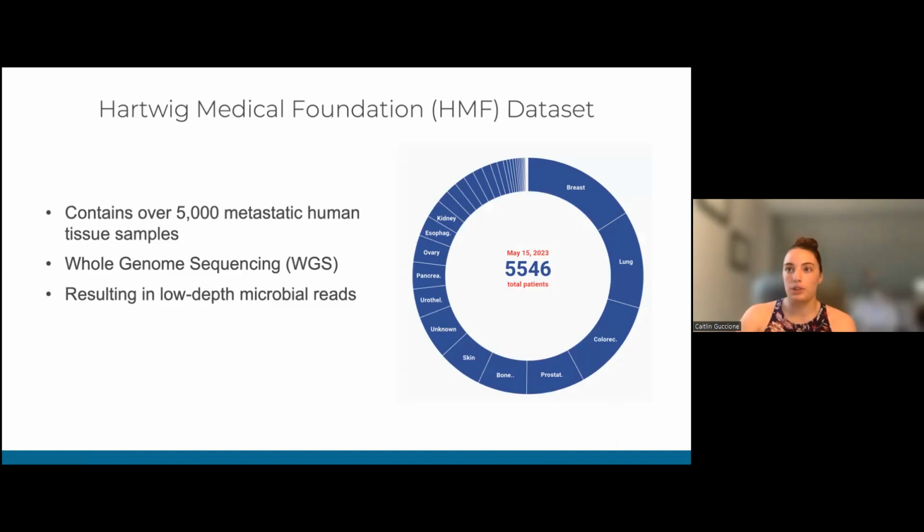So now I want to actually show you guys an actual example of how this is used in the real world. And we're going to use the Hartwig Medical Foundation dataset to do this. So this contains over 5,000 metastatic human tissue samples that have gone through whole genome sequencing. And this results in low depth microbial reads. And what I mean by that is, first of all, there's not a lot of microbes that we've extracted from these. And secondly, tumors themselves do not have a lot of microbes in them. So if you're looking at the gut microbiome and stool samples, there's a ton of microbes there. Tumor tissue has a lot less. So because of that, we're just working with a lot less data overall, but we're still going to try and see what we can find.